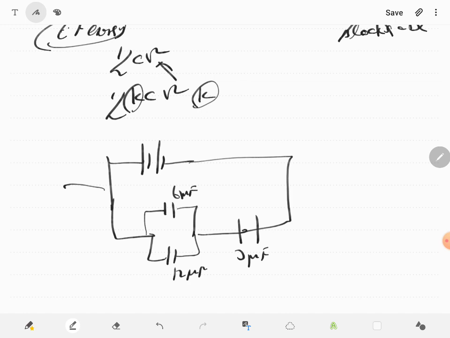So this is the circuit, and they've given that for the 6 microfarad capacitor, the energy stored is E. So in this, it will be 2E. Why? Because it's got the same voltage V, both these capacitors.